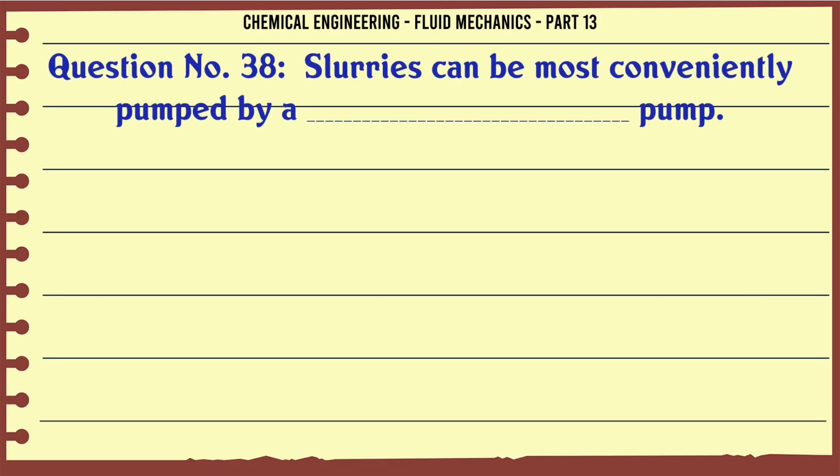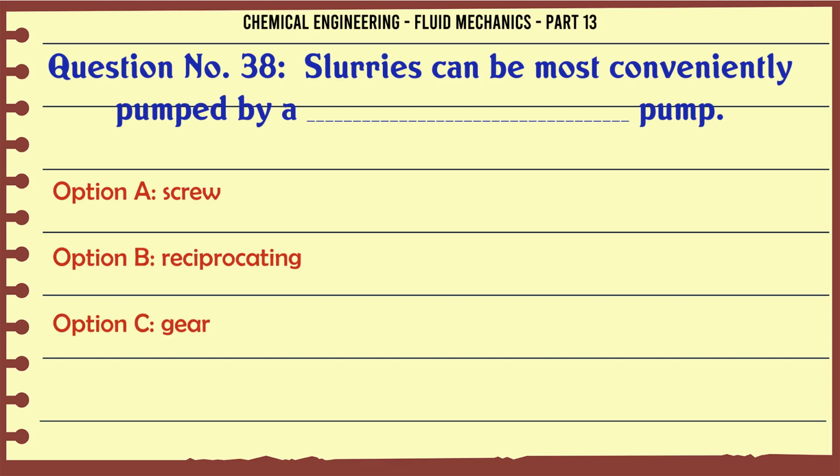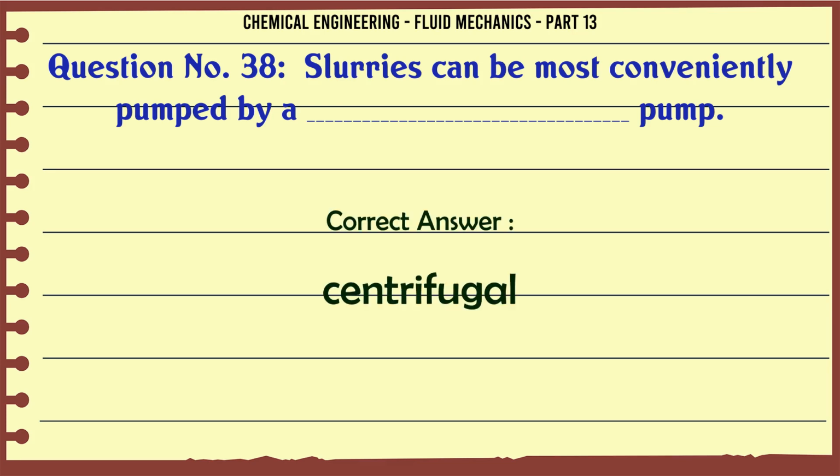Slurries can be most conveniently pumped by a ___ pump. A. Screw. B. Reciprocating. C. Gear. D. Centrifugal. The correct answer is centrifugal.